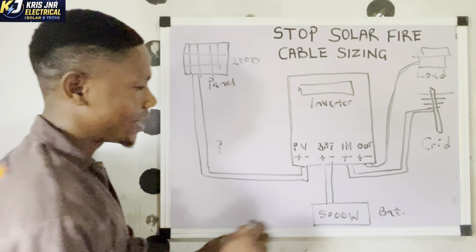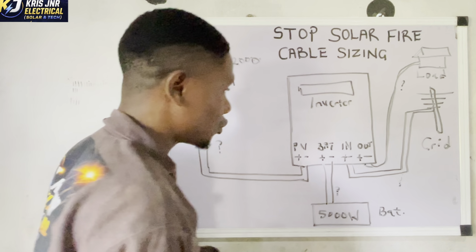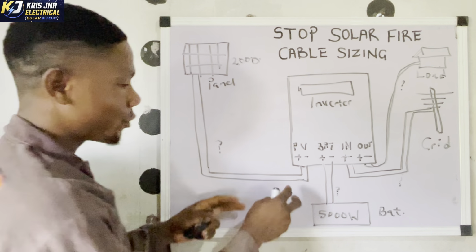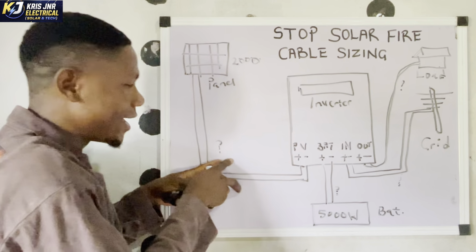So we're going to calculate. We have 4 separate sections where current is flowing from one point to another. Current is either flowing to the inverter or flowing out of the inverter. So we're going to calculate our current here, and here. And we're able to size our cables because these cables are different.